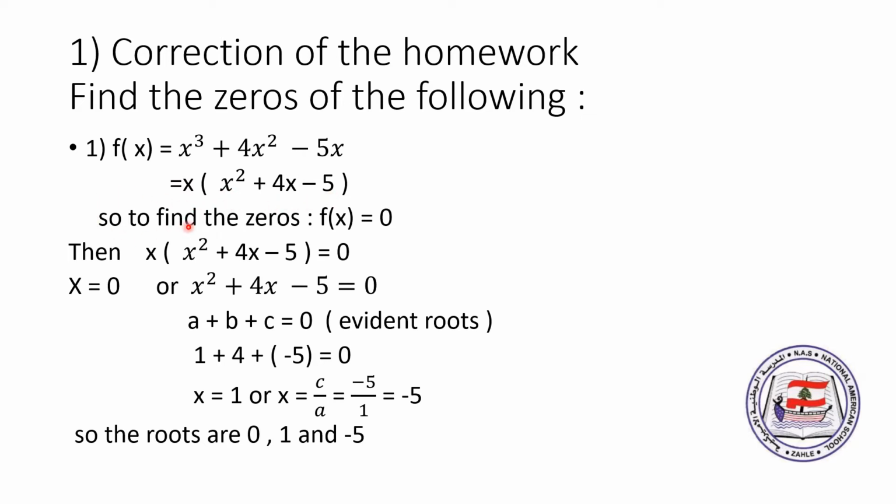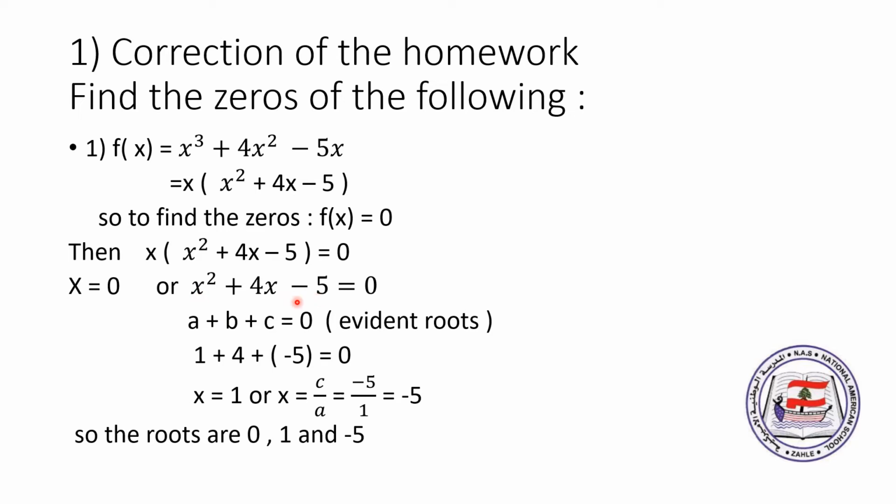To find the zeros of f of x, we take the whole expression equal to 0. So x into x squared plus 4x minus 5 is equal to 0. Taking each factor equal to 0, we get x equal to 0 or x squared plus 4x minus 5 equal to 0. It's a second degree equation.